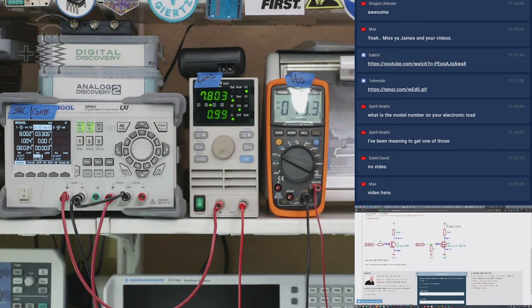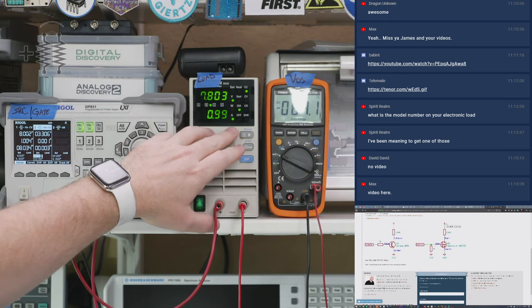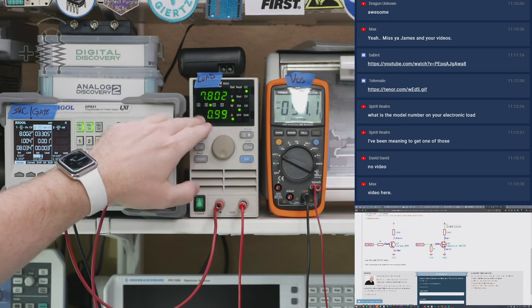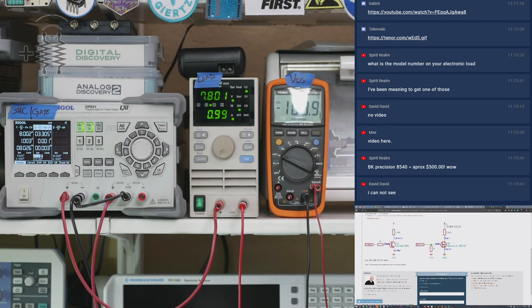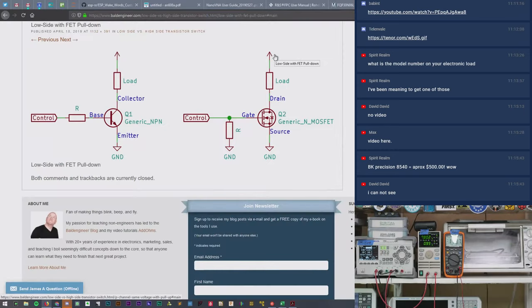Okay, so the load tells us it is drawing 1 amp, and it shows us how much voltage is being dropped across it. Keep in mind that because the load is sitting between the voltage source and the transistor, its voltage meter is actually showing us its own voltage drop. That's why I have the multimeter set up.